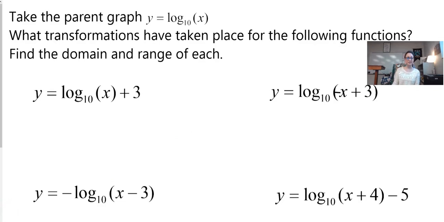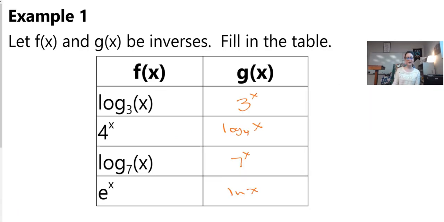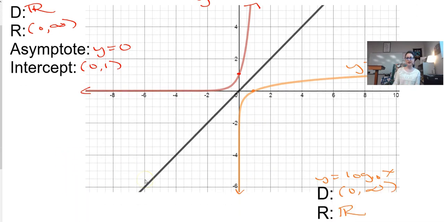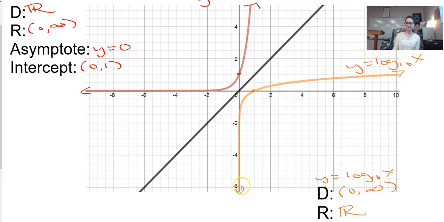Now, let's take a look again at this parent function here, this orange function here. Notice that, was it the domain or the range that was all real numbers? It was the range, right? But the domain, for the parent function, was 0 to infinity. So if we have some kind of horizontal shift or reflection, notice that that domain is going to change.